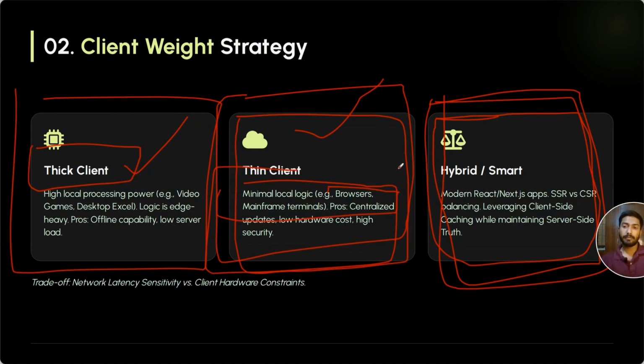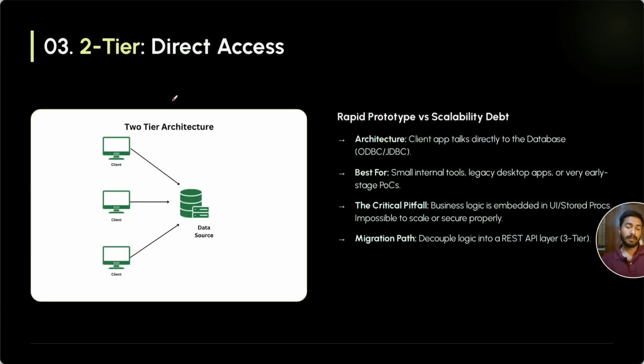So this was about client weightage. Now we talk about two-tier or direct access, and we'll talk about the three-tier and n-tier other things. So here, what actually two-tier architecture is. Basically, when a client is directly communicating with the database, or directly communicating with the third party, like there is no middleman. In that case, direct communication between two layers is called two-tier architecture.